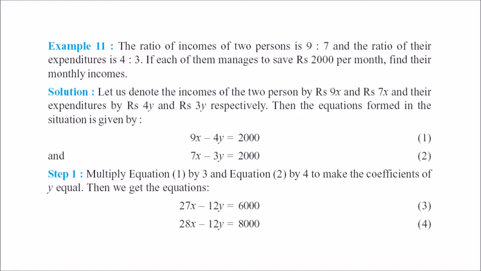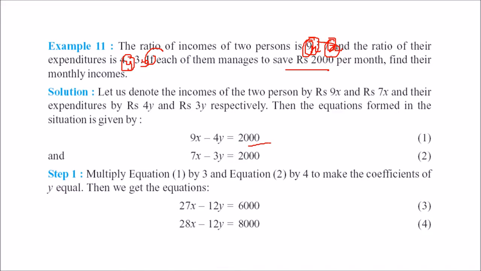For example, if the ratio of income of two persons is 9:7, so if one is 9x, the second is 7x. The expenditure is 4:3, that is 4y, 3y. This is the ratio. Now the saving is 2000 per month for both of them. So 9x minus 4y equal to 2000 and 7x minus 3y equal to 2000. So this is the equation we are going to make.